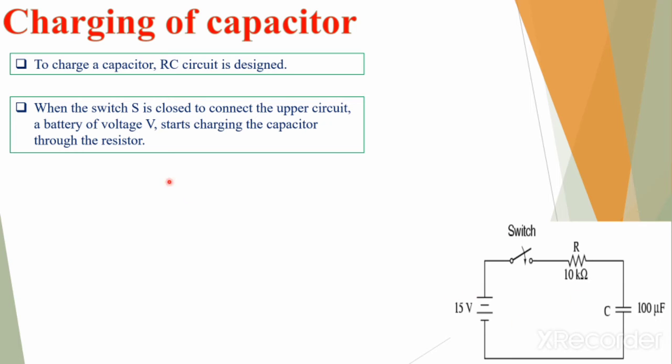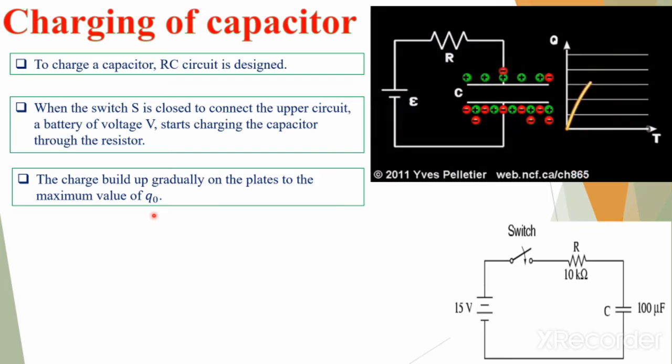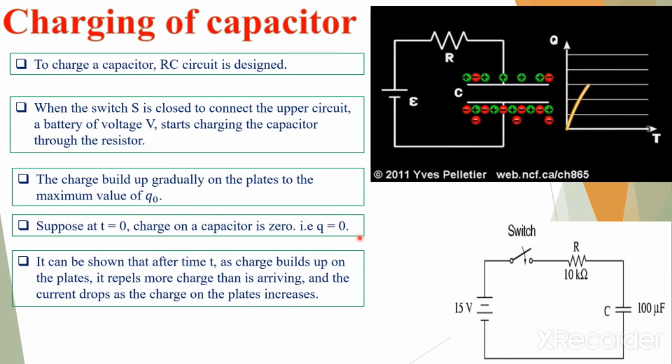When the switch S is closed to connect the upper circuit, a battery of voltage V starts charging the capacitor through the resistor. The charge builds up gradually on the plates to the maximum value of Q0. Suppose at time t equals 0, charge on the capacitor is 0. Time t equals 0 is that time when we close the switch to connect the circuit. At that time we take t equals 0 and charge on the capacitor is also 0.